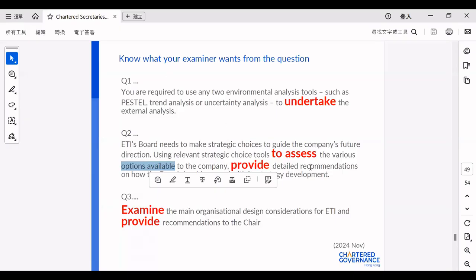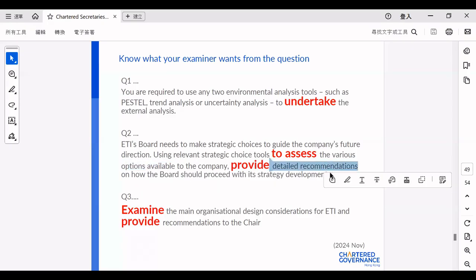And the second part is just to provide a recommendation. So you have to give recommendations to make sure that in your answer, you have done the assessment and you have provided recommendations. So in your answer, there's a whole section on assessment, a whole section on recommendations. That will help the examiner to know that you understand the questions first, and then they can mark it according to your presentation.